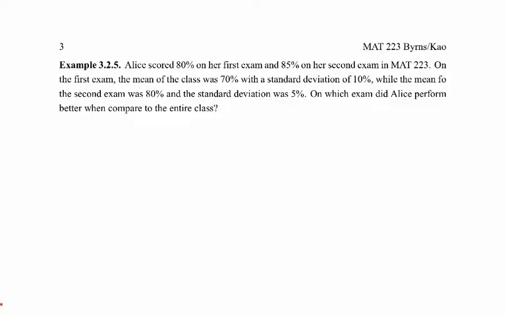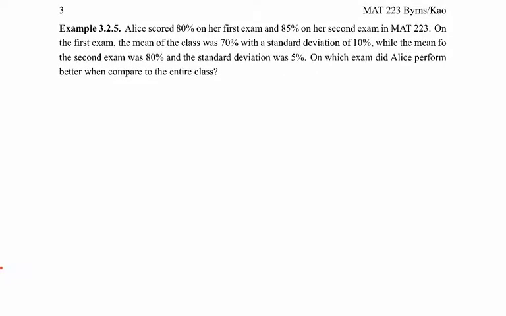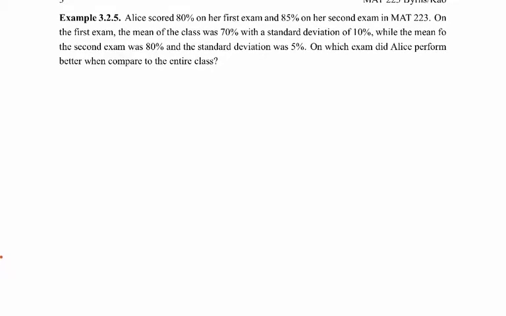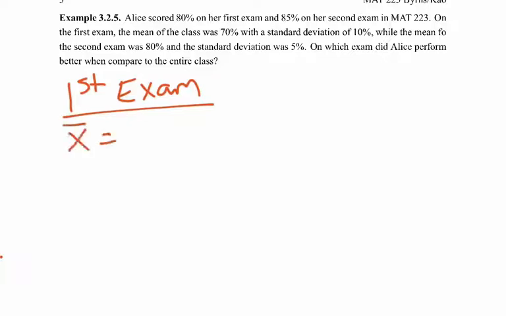All right, let's take a look at one last example looking at z-scores. So we're looking at test scores as an example. Alice scored 80 on her first exam and 85 on her second exam in MAT223. On the first exam, the mean of the class was 70 with a standard deviation of 10. So I'm going to start jotting some things down here.